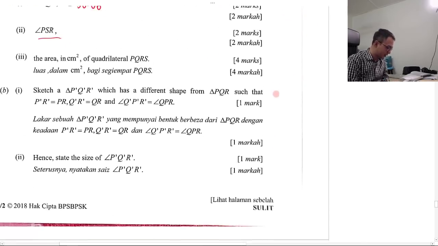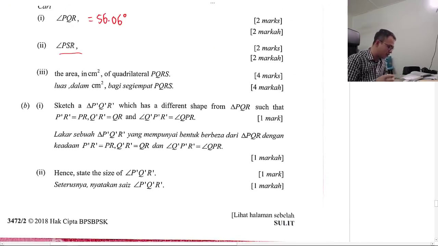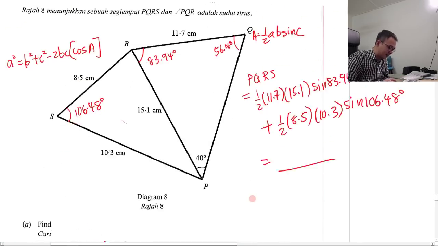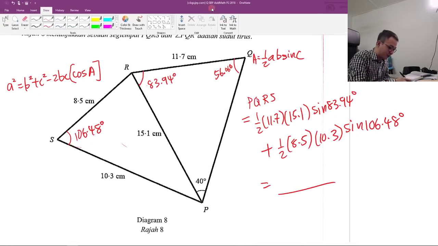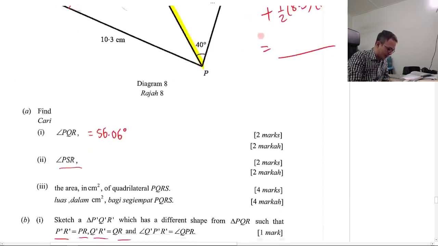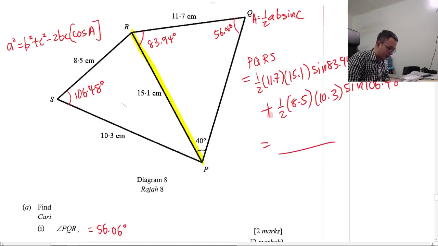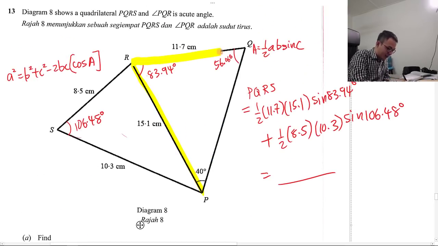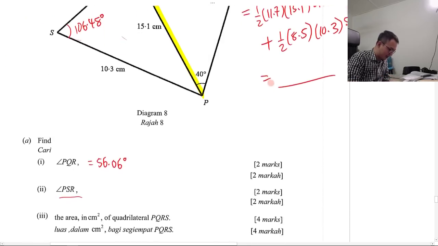Alright, lastly, they ask you to sketch a new triangle PQR. It's a different shape from the original PQR such that PR must be the same as the PR, and QR must be the same as the QR. Normally these two lines, this length must remain the same, and the other length, QR, must also remain the same.